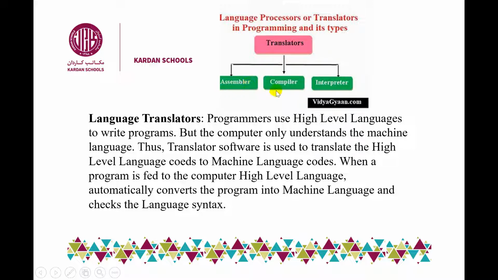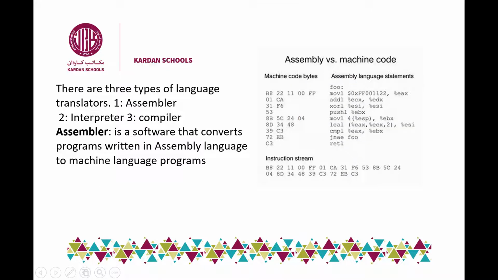One is the assembler, another is the compiler, another is the interpreter. Let's discuss each one. Next slide. It may be difficult for you, but think of it very simply. Don't think too much about the structures, because you will have more time to study more later. Just understand that there are three types of language translators, as in the picture: assembler, interpreter, and compiler. The first is the assembler. An assembler is software, like PowerPoint, that translates programs written in assembly language to machine language.